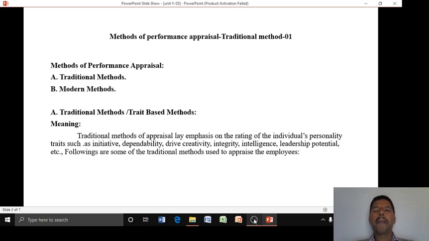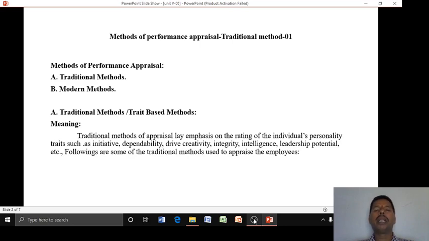Now, methods of performance appraisal. I told you that performance appraisal is a base for fixing remuneration and promotion and all these issues in human resource management. Therefore, methods of performance appraisal should be designed and developed in such a manner that they represent the actuality of the performance of the employees, without any prejudice.